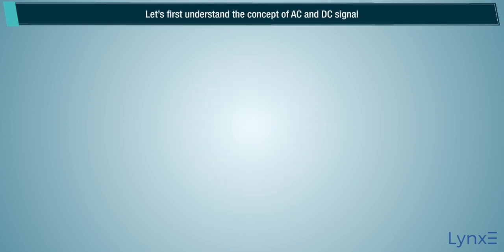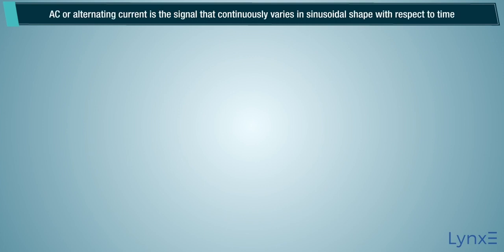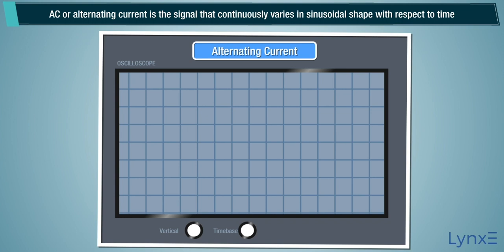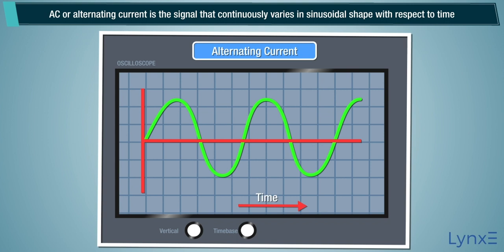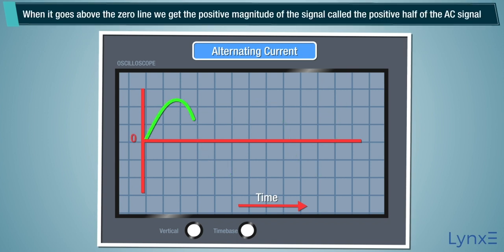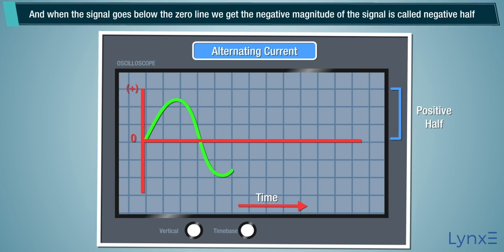Let's first understand the concept of AC and DC signal. AC, or alternating current, is the signal that continuously varies in sinusoidal shape with respect to time. When it goes above the zero line, we get the positive magnitude of the signal, called the positive half of the AC signal. And when the signal goes below the zero line, we get the negative magnitude of the signal, which is called the negative half.